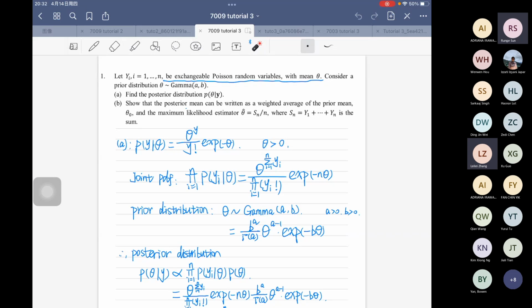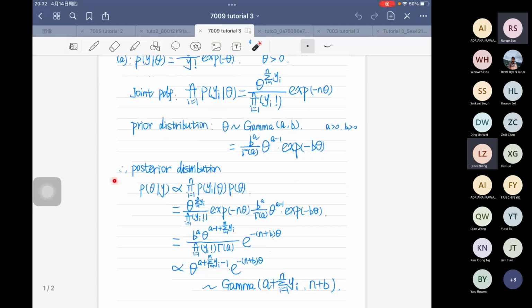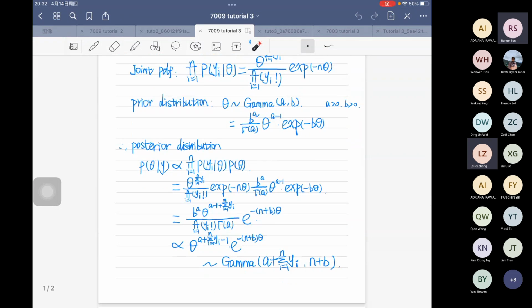From the title, we can know that the joint PDF is this one, and the prior distribution is this one. Then to get the posterior distribution, we just need to multiply them together, and then we can get the answer. It follows a Gamma(a plus summation y_i, n plus b) distribution.